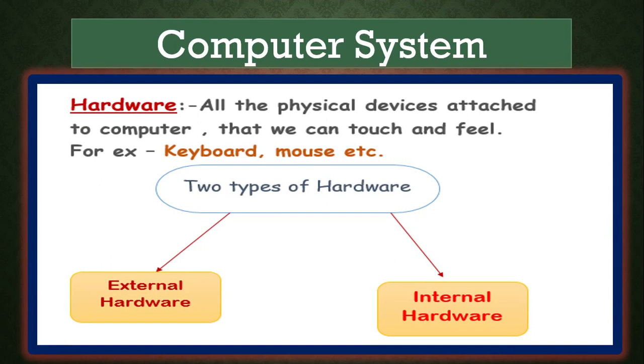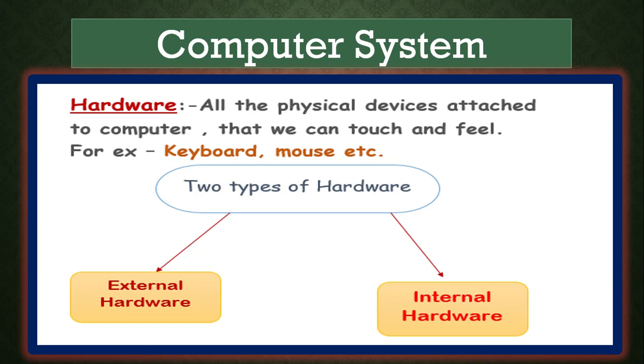So next is hardware. Basically there are two main components of a computer, two main parts of a computer. One is the hardware and the second one is the software. So this chapter is based on hardware. So all the physical devices attached to the computer that we can touch and feel are called hardware devices. It means all the devices that are connected to the computer that we can touch or feel are called hardware devices.